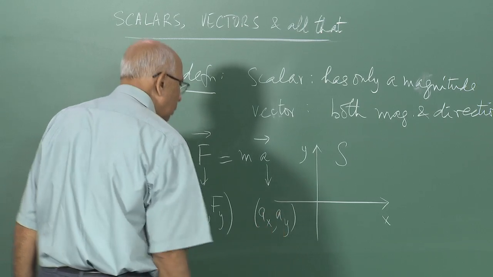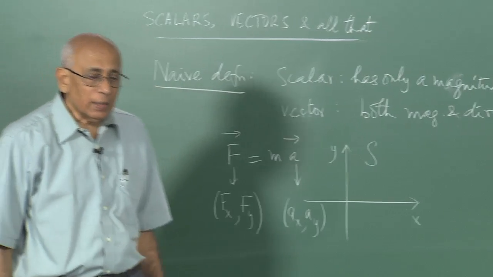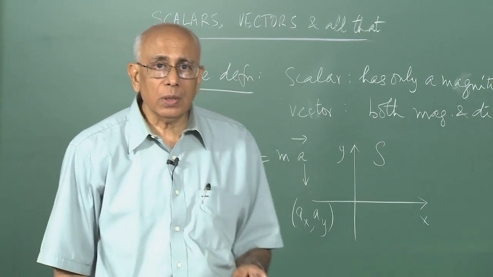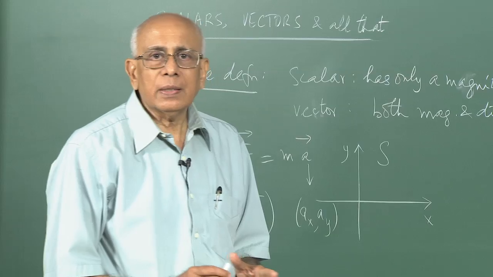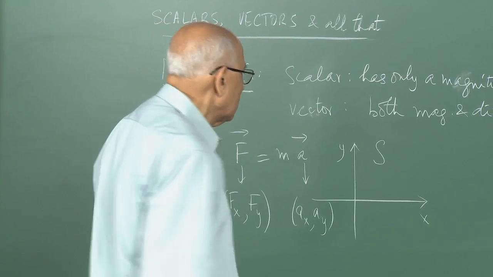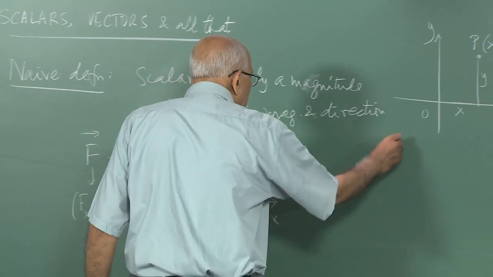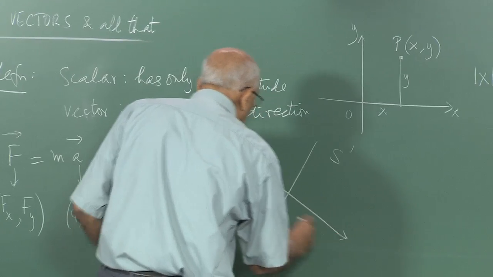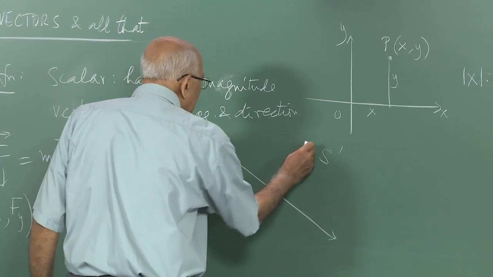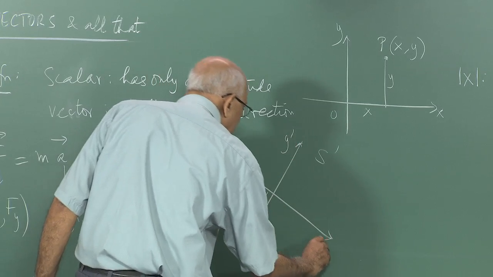And this quantity a has two components, ax and ay. Okay. On the other hand, the same physical force on the same physical body with the same mass could be examined in some other frame of reference. So there could be a coordinate system for an observer S prime whose origin is sitting here, O prime, and this is y prime and this is x prime.